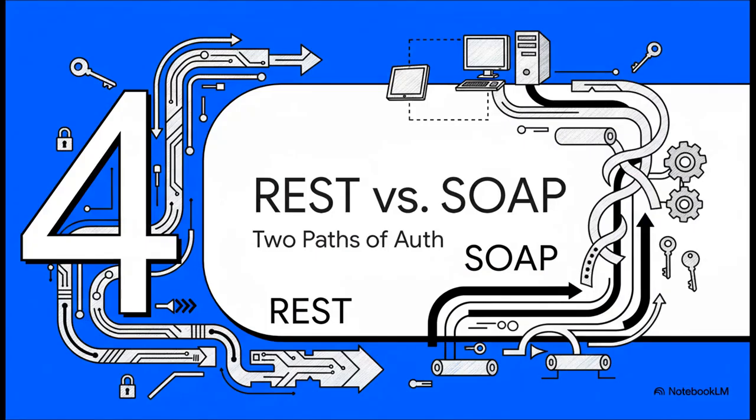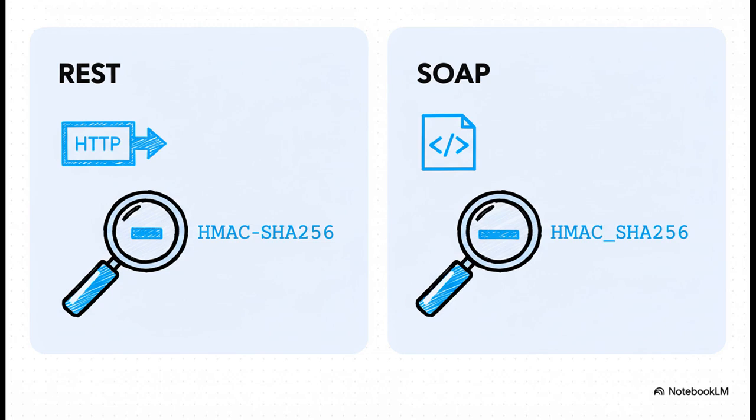Okay, now we've hit a spot that trips up so many people. You have your 4 keys, but how you use them is totally different depending on whether you're calling a modern RESTlet or one of the older SuiteTalk SOAP web services. And you can see the difference so clearly here. For REST, you're building a totally standard OAuth 1.0a authorization header. But for SOAP, you're building this custom XML thing called a token passport that goes inside the SOAP header.